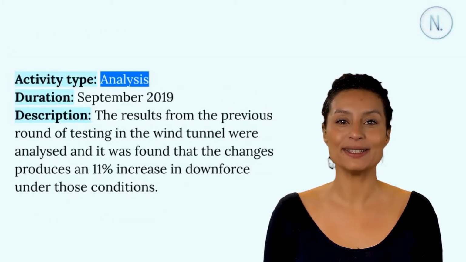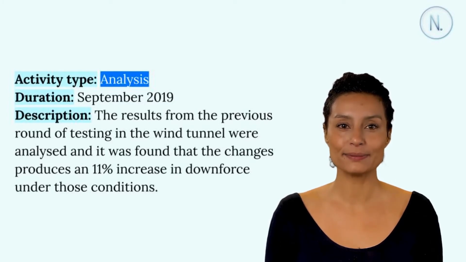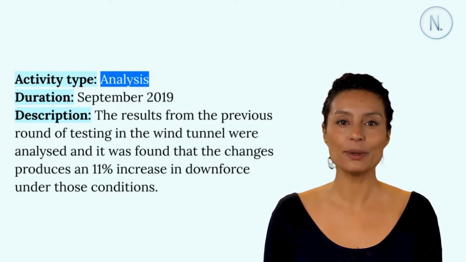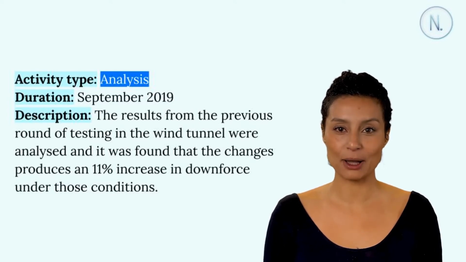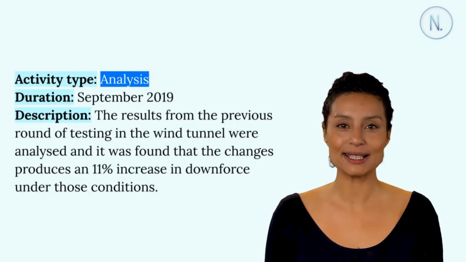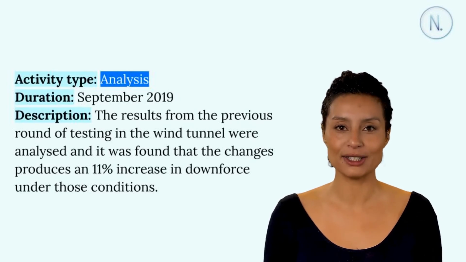Activity type: analysis. Duration: September 2019. Description: the results from the previous round of testing in the wind tunnel were analyzed, and it was found that the changes produce an 11% increase in downforce under those conditions.